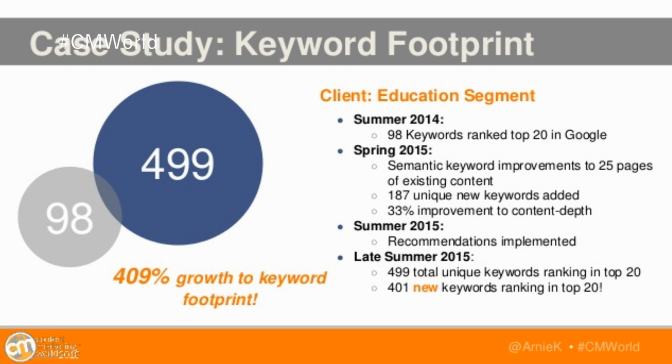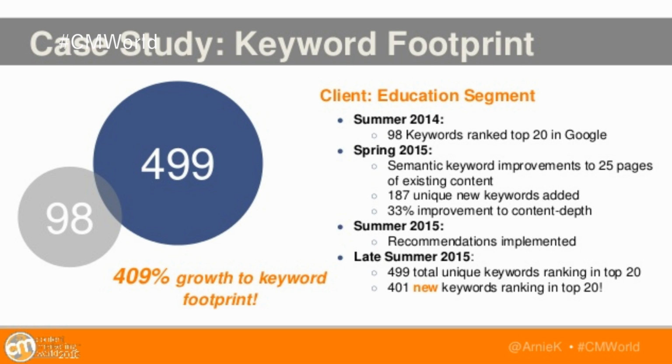In spring of 2015, we talked them into letting us do some semantic keyword improvements on just 25 of their core pages. When we got done with the project, we had ended up adding 187 new semantic-related keywords, and ultimately increased the length of their content. Not that length is one of the deciding factors for whether you rank or not, but it ended up that we increased the average piece of content by about 33%.